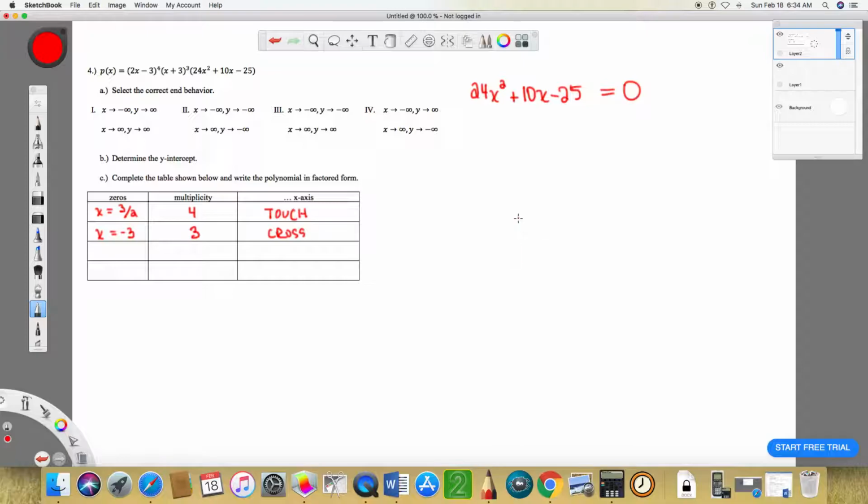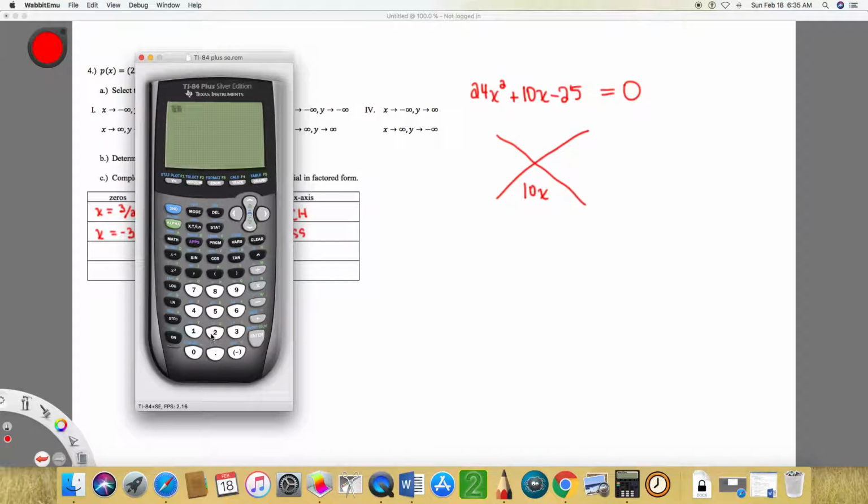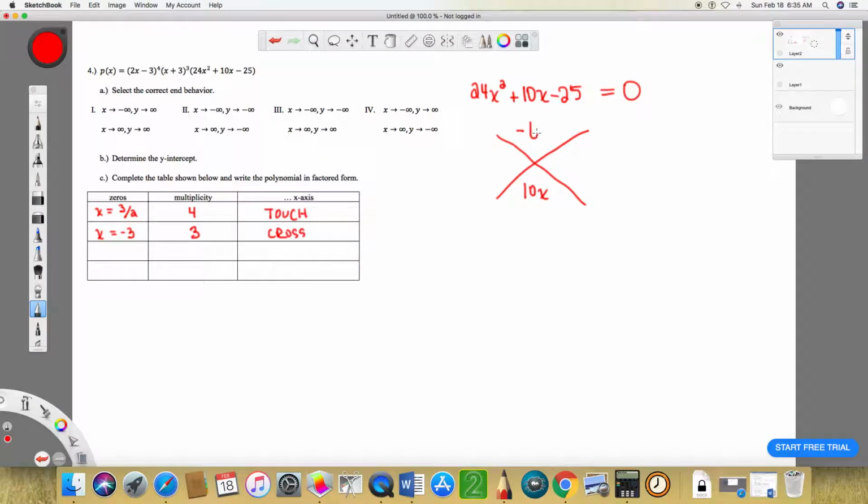We don't need to necessarily do that to answer this end behavior, but since I've written it over here, I'm going to go ahead and do it now. I don't see a common factor between the terms. If I put my middle term at the bottom of my x, 24 times the negative 25 is going to be a big value, negative 600. So we need two numbers that multiply together to give us negative 600, but when added give us 10.